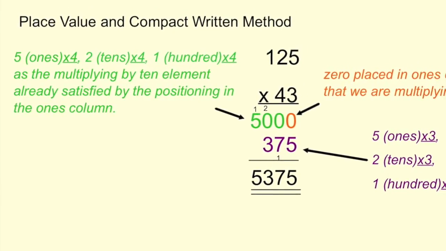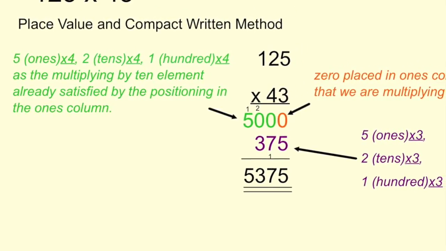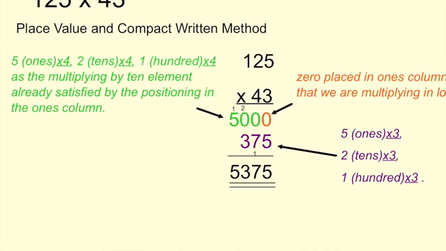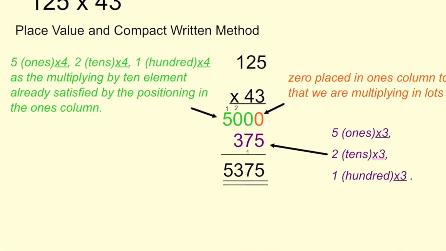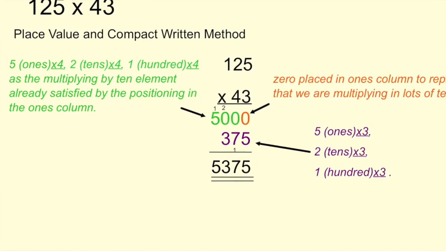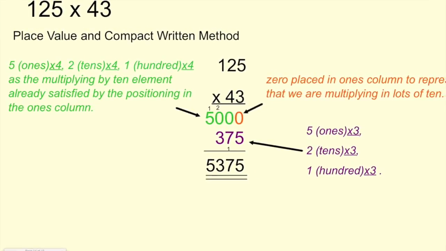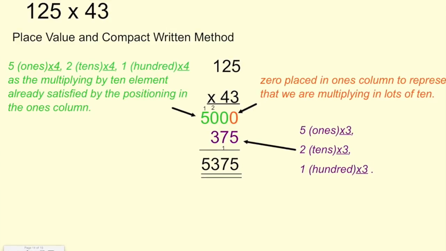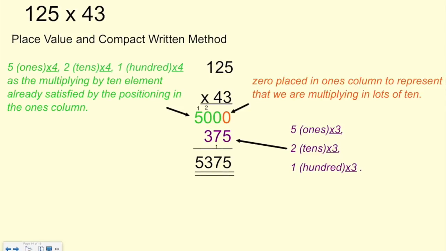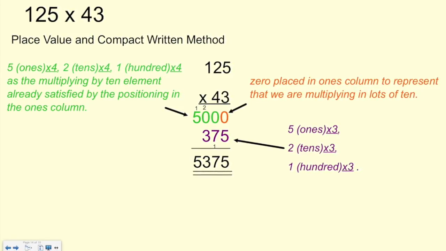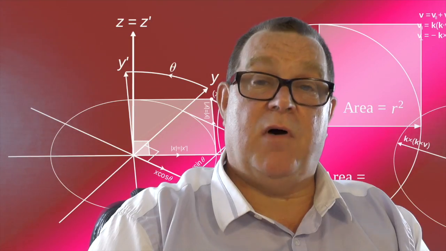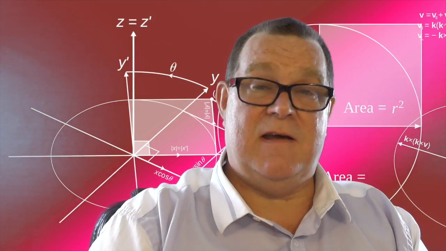We then do our next line, which is the 3 in the ones column by the rest of that number. So again we have 5 in the ones column times 3, 2 in the tens column by 3, and 1 in the hundreds column by 3. The resulting number, 375, is added to the 5,000 we got from the previous part of the calculation, giving us an ultimate total of 5,375. So we are breaking the system down in stages.